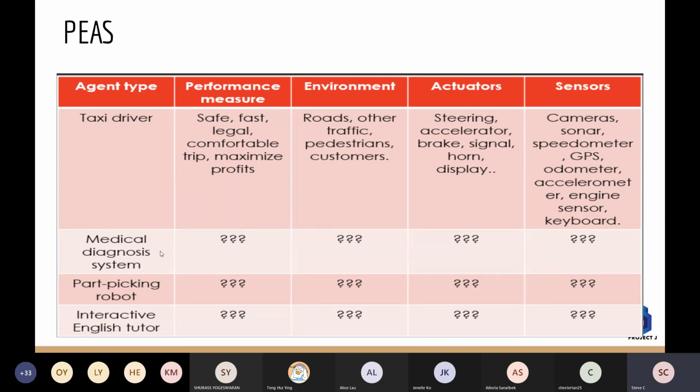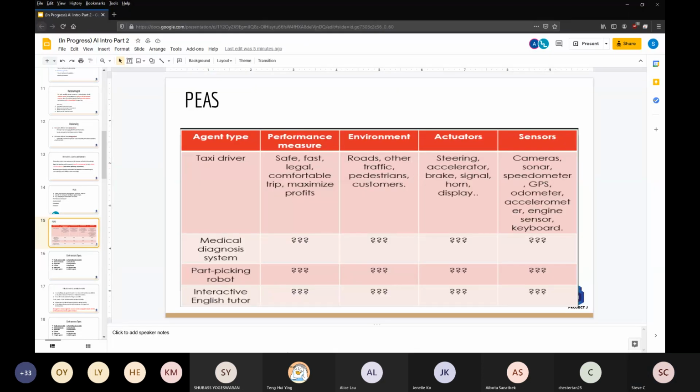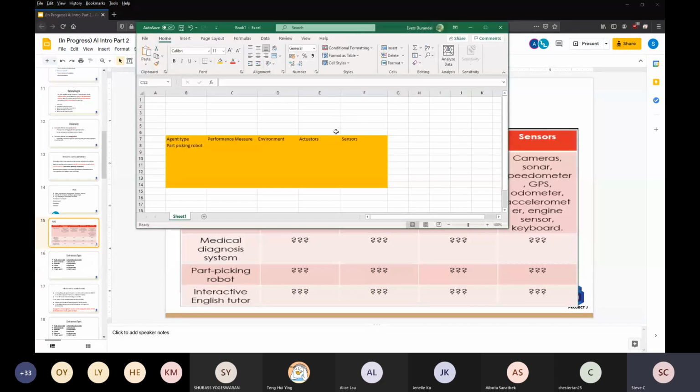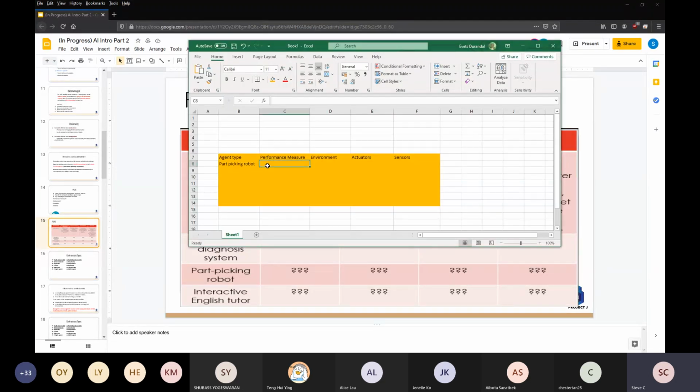You have a medical diagnosis system, part picking robot, an interactive English tutor. Let's choose one that is most likely to be simpler to explain and understand. So here I have an Excel sheet over here, which I copied the table from the slides. So let's do the PEAS model for a part picking robot, right?